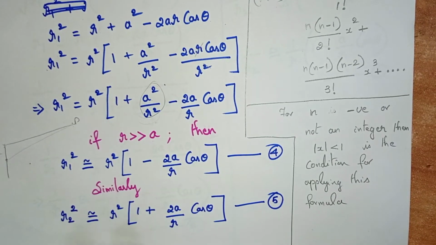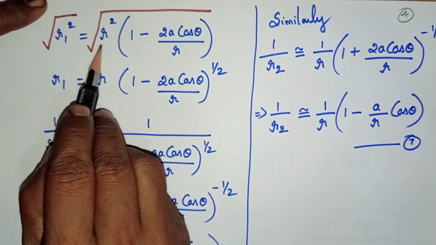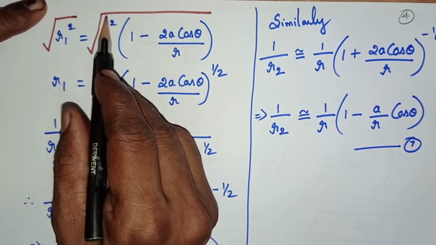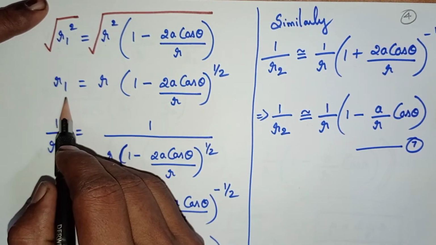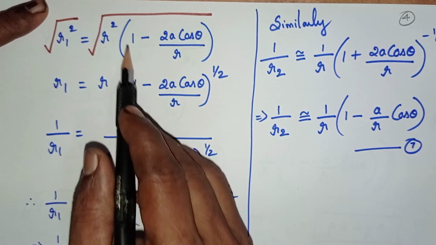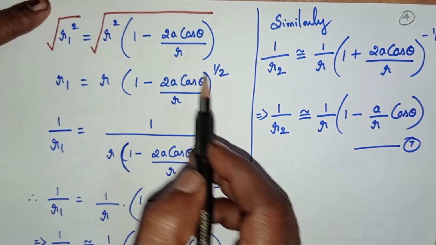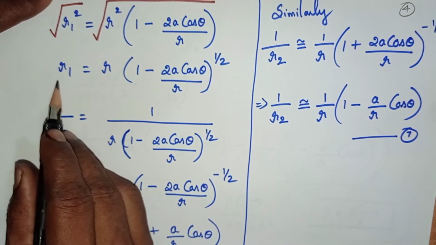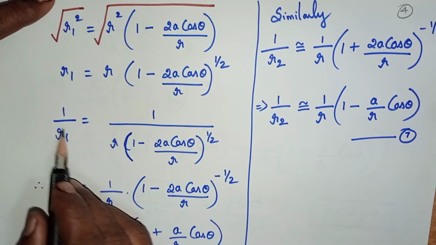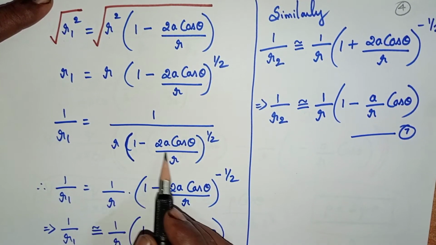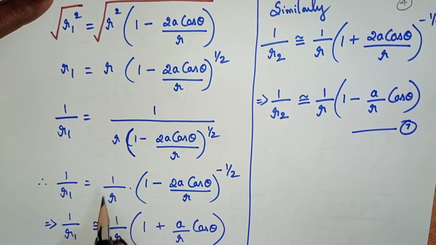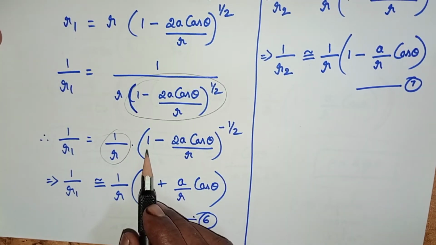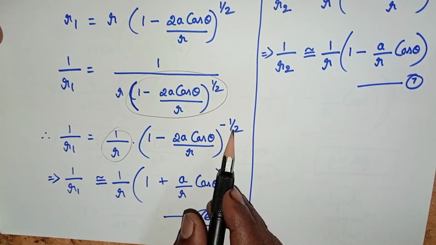Now we have r1 square is equal to r square into (1 minus 2a cos theta by r). So now you take the square root on both sides. If you take the square root, this will become r1, this will become r, and this term (1 minus 2a cos theta by r) the whole power half. So now taking the reciprocal, 1 by r1 is equal to 1 divided by r into (1 minus 2a cos theta by r) whole power half. Now keep this 1 by r term as it is, bring this term to the numerator. So it will become (1 minus 2a by r cos theta) whole power minus half.